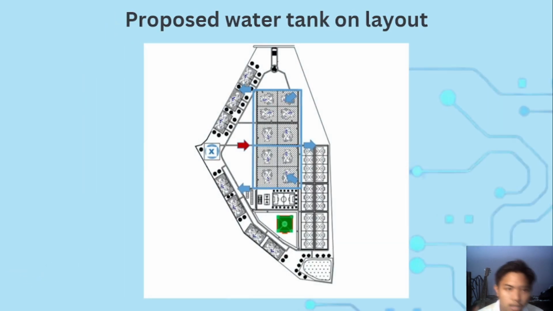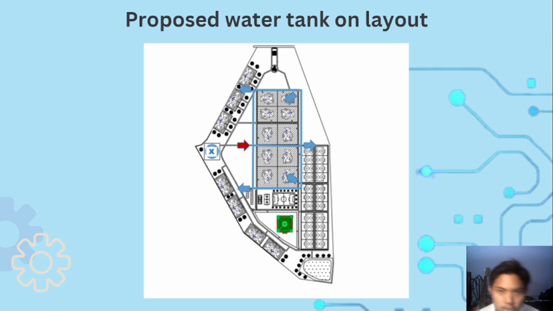So last but not least, we propose the water tank on the layout. The X location is the water tank, and we put the flow water reticulation on our residential layout to see it.